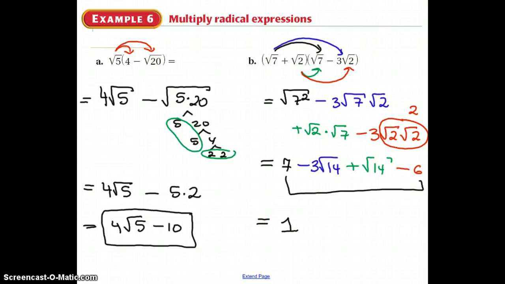And then what I also have is my square root of 14s, and they both have square root of 14, so I can combine them together. What helps to write sometimes is that there's a 1 here, so when you're trying to find the coefficient, you can use that. So what we have is negative 3 square root of 14 plus 1 square root of 14, and negative 3 plus 1 will give us negative 2. So we get negative 2 square root of 14, and that's our final answer.